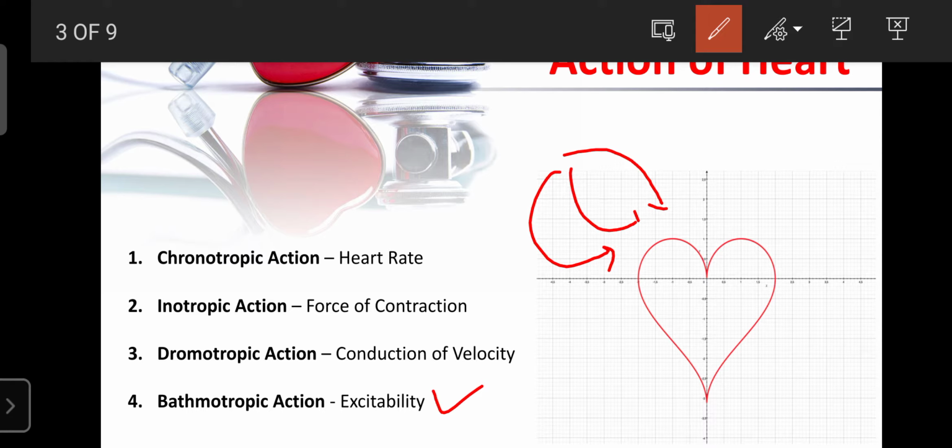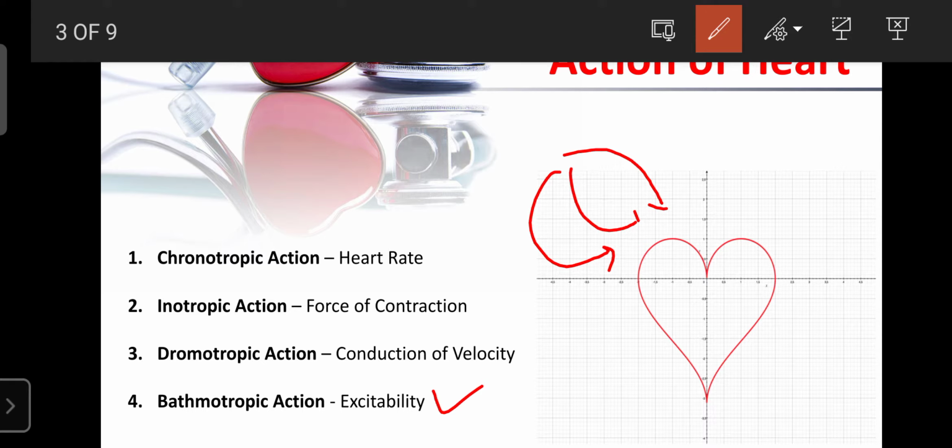Like that in the heart, the action potential acts as the stimulus, or the current acts as the stimulus. That current reaches the myocardium, or muscles of the heart. According to that, it can respond. It is involved in the contractions.